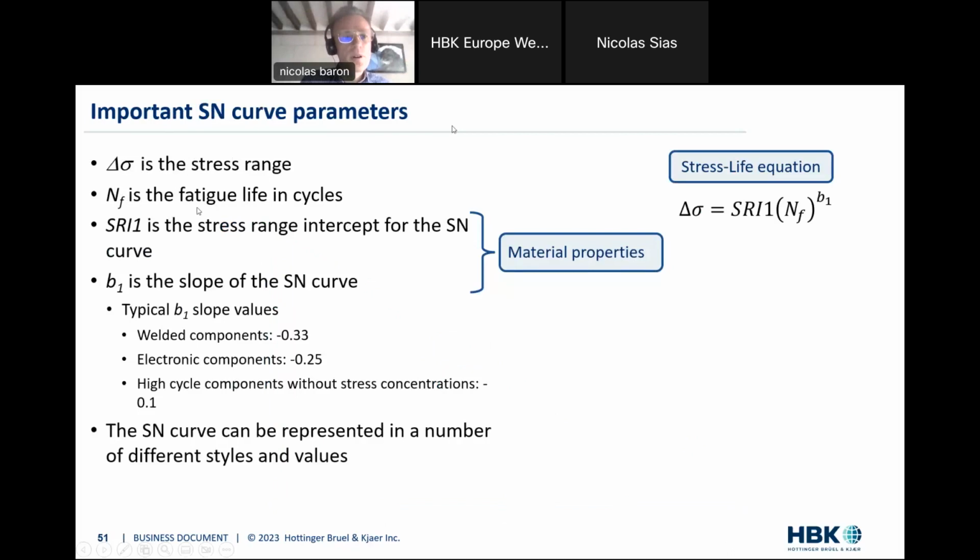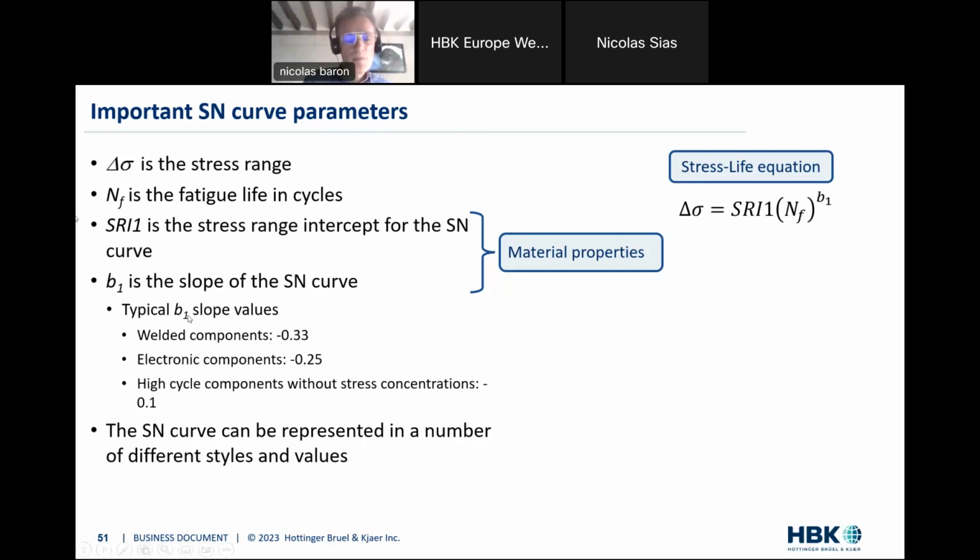And the two important parameters are this stress range intercept here, where the line intercepts the y-axis, and this little b here, which is the slope of the SN curve. And these are, as stated here, really material properties. They depend only on your material. So they can be characterized on test coupons in a lab, and you can reuse this database, these stress life behaviors, in your calculation.